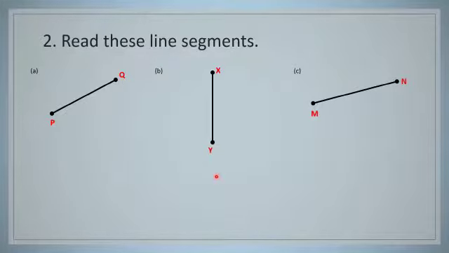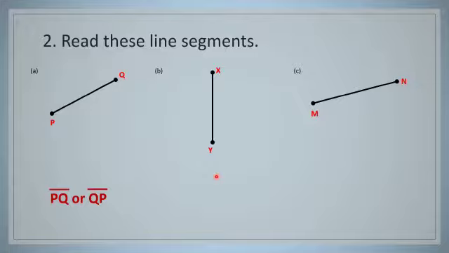The second question is, read these line segments. There are three line segments given to us, and we have to read them. The first one is P and Q. So we write it as PQ or QP, and you put a line on the top. So the line segment will be known as PQ or QP. It could be both ways.